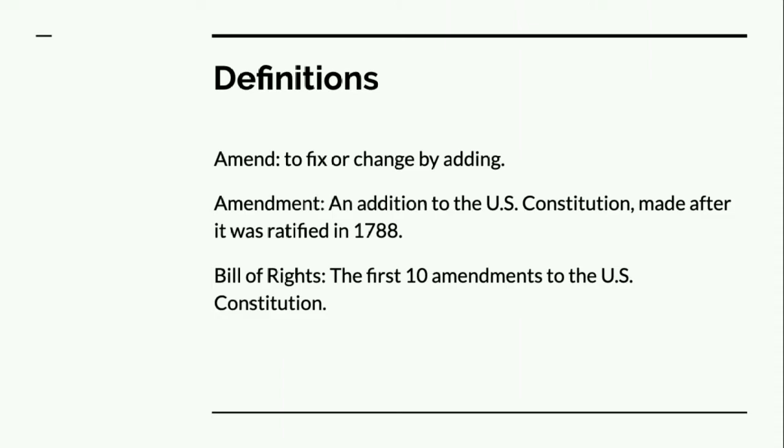The first 10 amendments to the U.S. Constitution are called the Bill of Rights. So that's the definition of Bill of Rights, the first 10 amendments to the U.S. Constitution. I want to throw out another definition for you for Bill of Rights, though. The Bill of Rights is a list of the things that the government cannot do, right? People think of the Bill of Rights in terms of the rights that are given to us. I like to think about it as a limit on what the government can or cannot do.